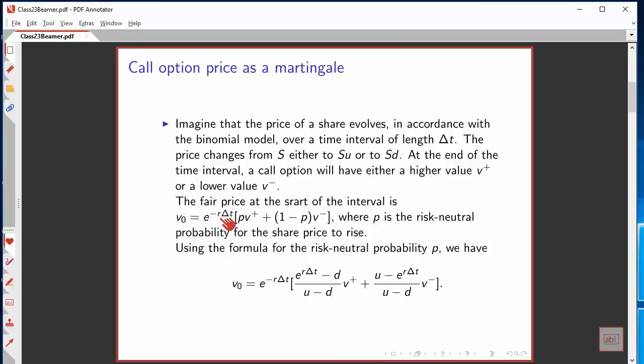And the martingale condition is that the fair price at the start of this interval is the discounted value of the probability of an up step times the increased value plus the probability of a downward step multiplied by the decreased value. And P is the risk-neutral probability for the share price to rise, which we can work out from our binomial model. In fact, we have a formula from a month or so ago for the probability that the price will go up and the probability that the price will go down.